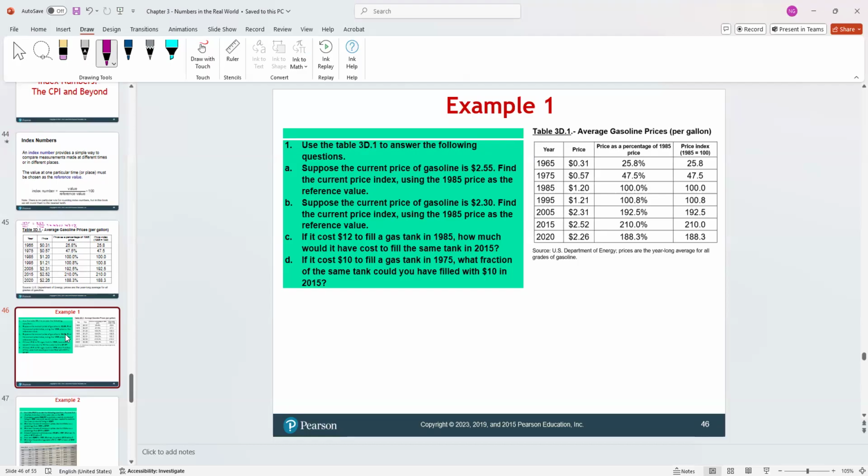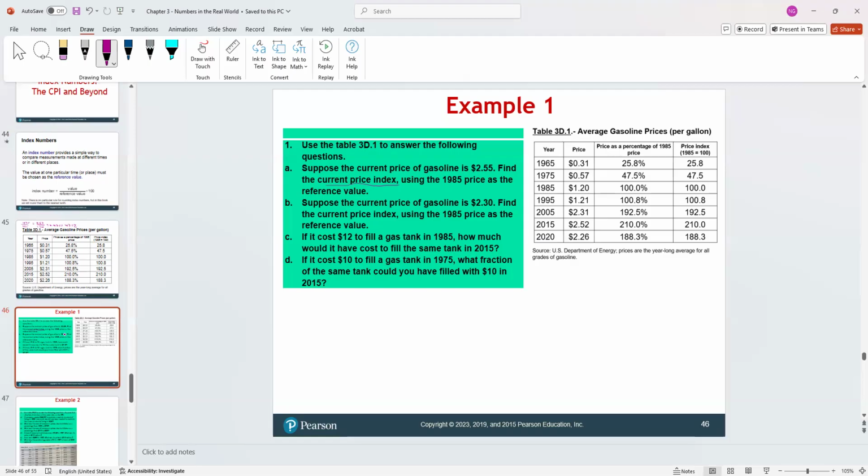All right. Find the current price index. They ask us to find the current price index for part A, using 1985 as the reference value, as we said. In that table, the price index for 1985 equals 100, right?